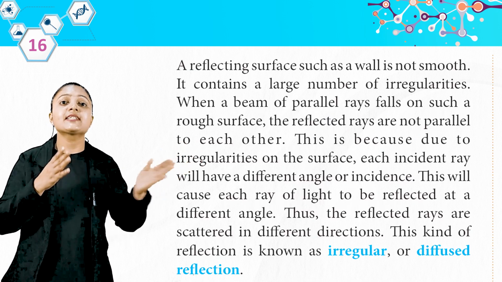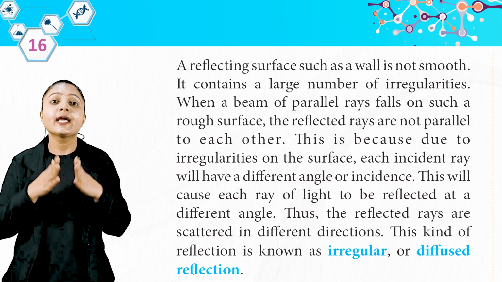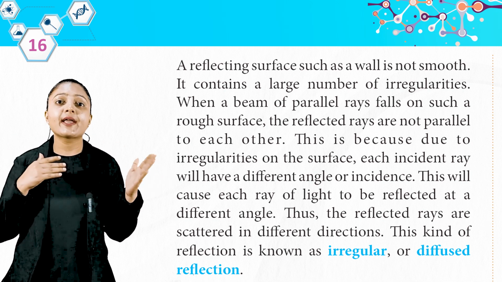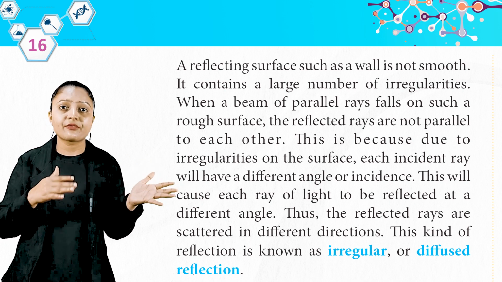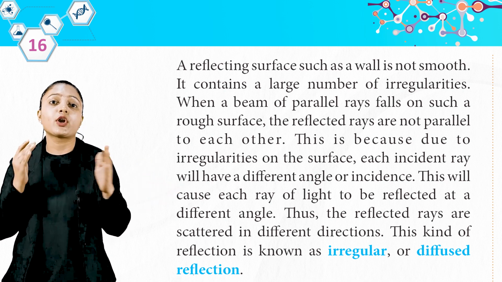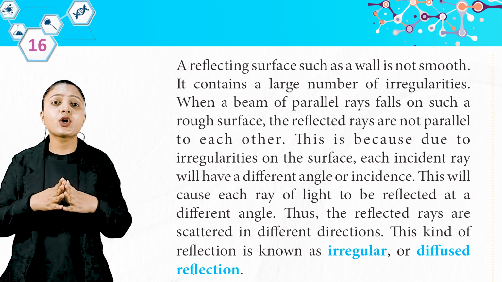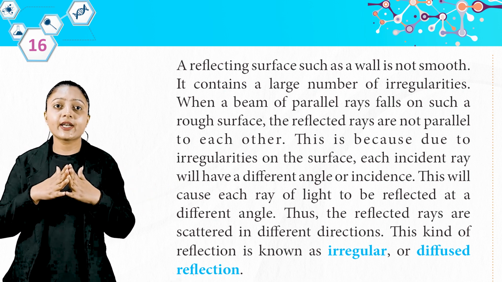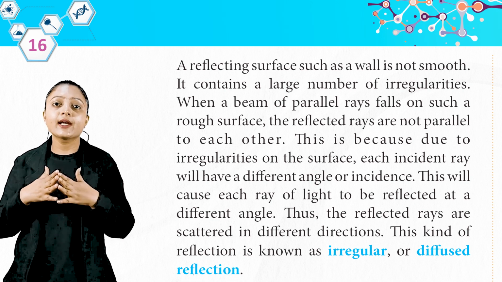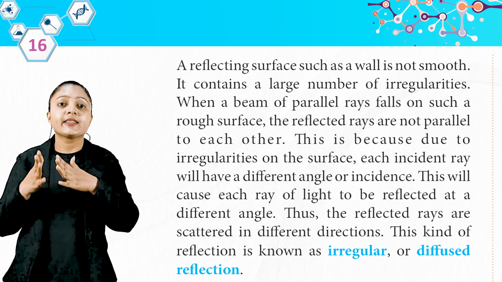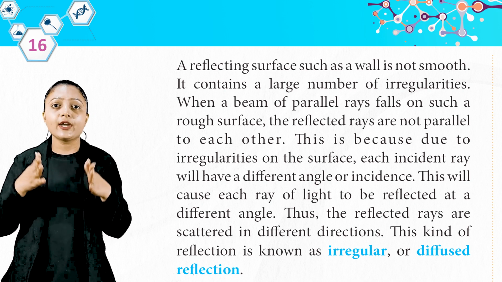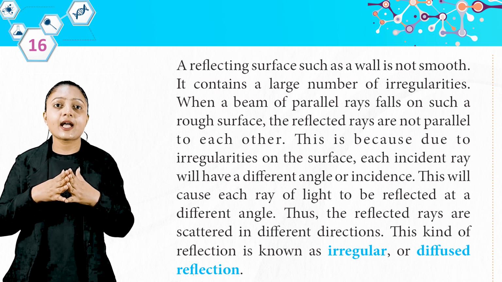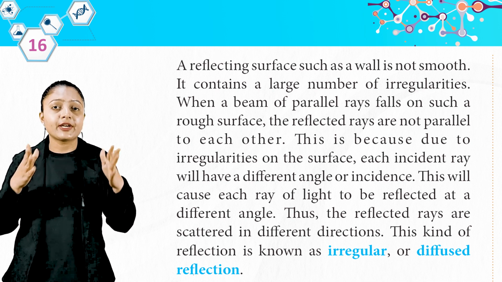A reflecting surface such as a wall is not smooth. It contains a large number of irregularities. When a beam of parallel rays falls on such a rough surface, the reflected rays are not parallel to each other. This is because, due to irregularities on the surface, each incident ray will have a different angle of incidence. This will cause each ray of light to be reflected at a different angle. Thus, the reflected rays are scattered in different directions.